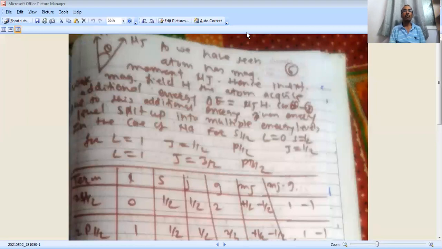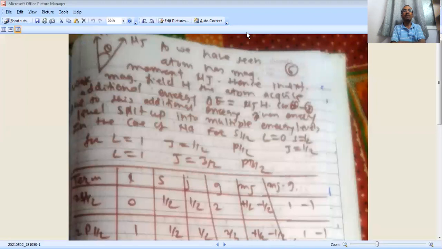Now we are going to see the splitting of the spectral lines which is observed by the anomalous Zeeman effect. That is, it was observed by the scientist Zeeman in his explanation of the anomalous Zeeman effect.